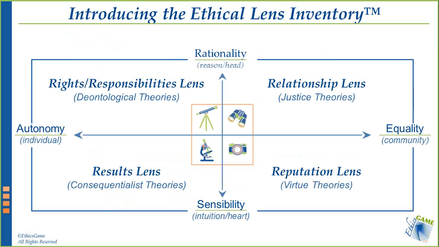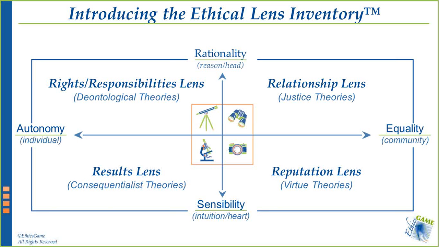This approach was developed by Catherine A. Baird, CEO and founder, and the team at Ethics Game. Their work shows in our community we have 4 primary ways of thinking about ethics. Rights and responsibilities lens. These people like to use their heads to think through the problem and focus on their individual actions. Represented by the telescope, these people take a long view and think of their duties.